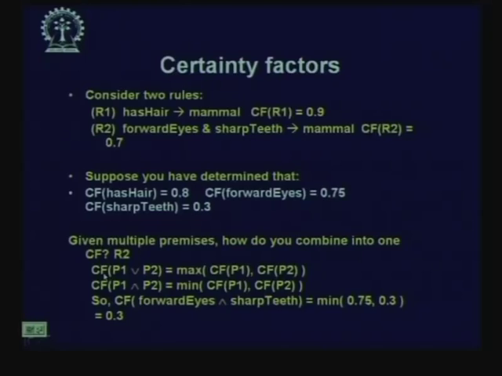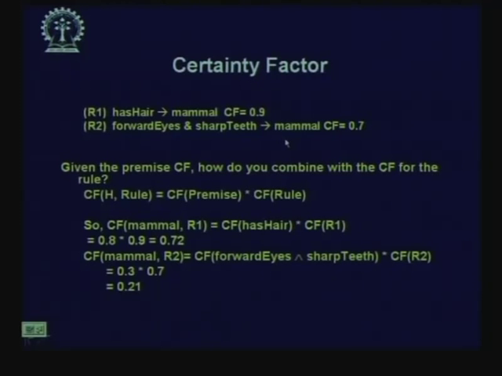Now, the certainty factor of P1 or P2, we know, is the max of the certainty factor of P1 and the certainty factor of P2. And the certainty factor of P1 and P2 is the min of the certainty factor of P1 and P2. So, if I consider rule R2, the certainty factor of the antecedent part, forward eyes and sharp teeth, if I apply this formula, then I should take the min of forward eyes and sharp teeth confidence. So, min of 0.75 and 0.3 is 0.3. Okay? So, this antecedent part of the rule R2 is 0.3.